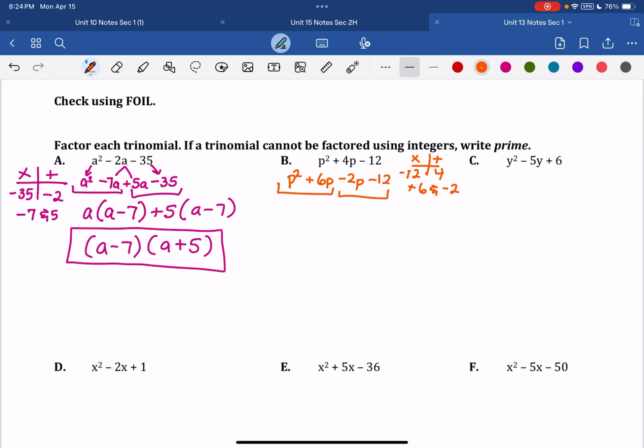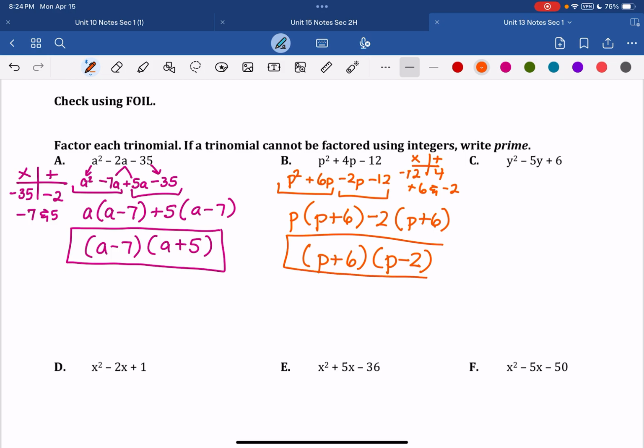Factor by grouping. In our first grouping, we can take out a p, and we're left with p plus 6. Take out a negative 2, and we're left with p plus 6. So we get p plus 6, p minus 2. Okay.